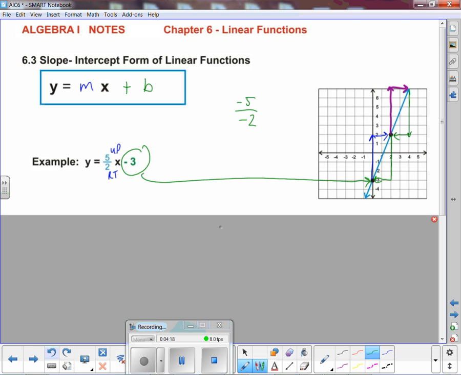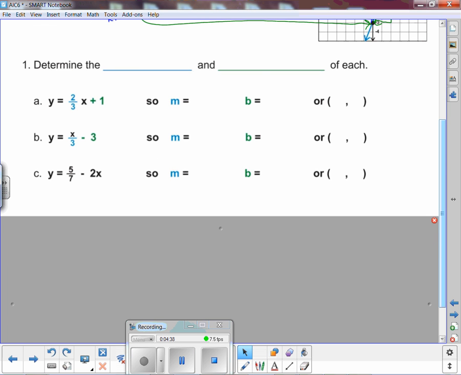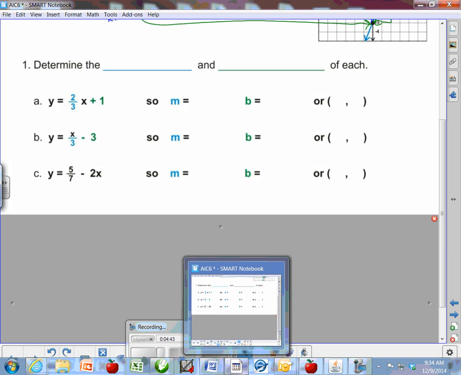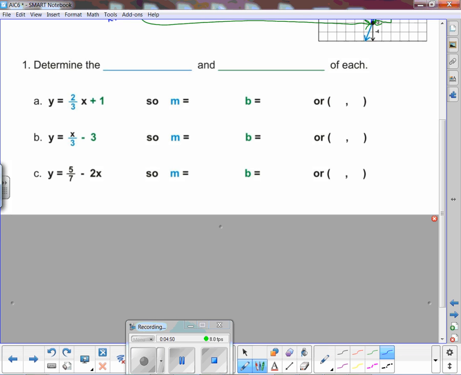But here's the point of what we're doing with slope-intercept form. The whole point of all that we're doing is that you can graph using the slope and the y-intercept. So to get good at that, let's do a couple questions first where we got to find the slope and the y-intercept. So let's look at these 3 problems here. So number one. All right, let me get my pen back. Number 1, determine the slope in blue, and then in green, the y-intercept of each.